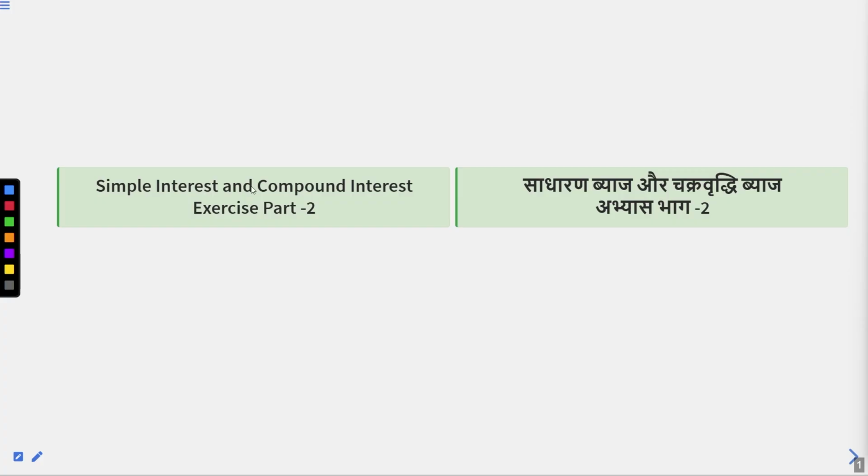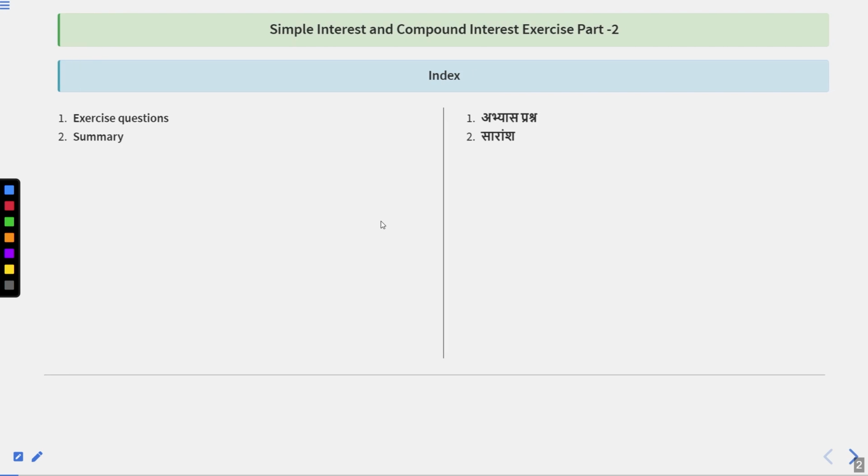Hello students, in today's class we are going to discuss simple interest and compound interest, exercise part 2. The index is exercise questions, and then we will summarize today's lecture.